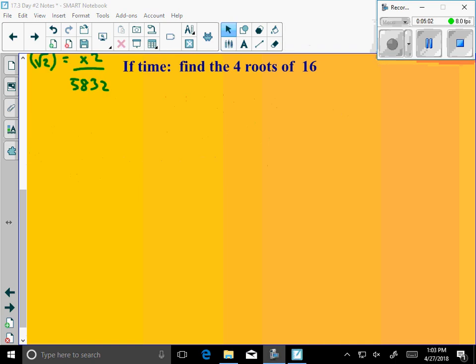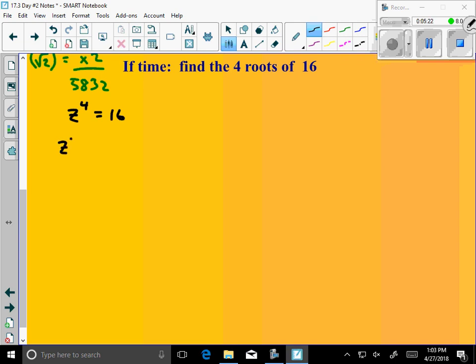I'm going to find the four roots of 16. What does that even mean? Well, that means this. Now, I'm going to do this in a way that you might be more familiar with first, and then I'm going to show you the way to use complex numbers to do the same thing, because it won't always be as easy as I'm about to show you right now.